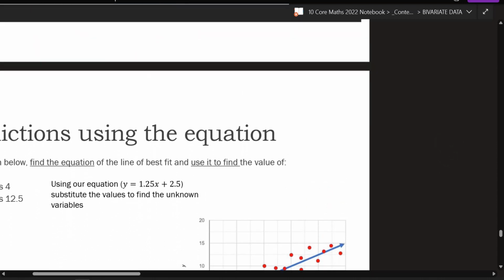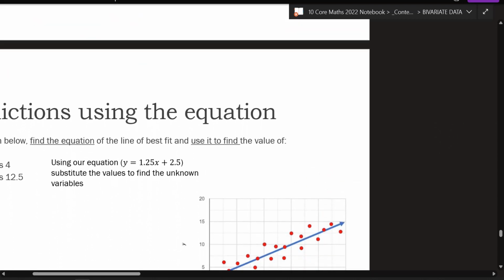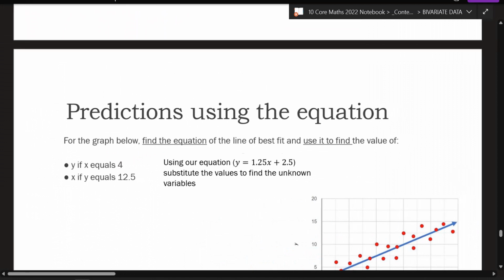Now I can use a decimal if I want. That's why I've left it there on the notes. It's the same as 5 over 4, yeah? Don't get too scared of it.